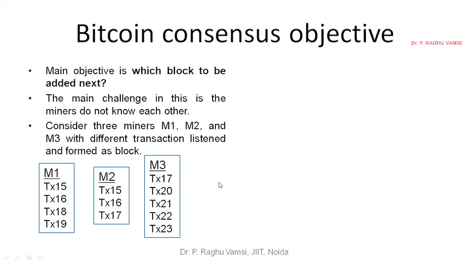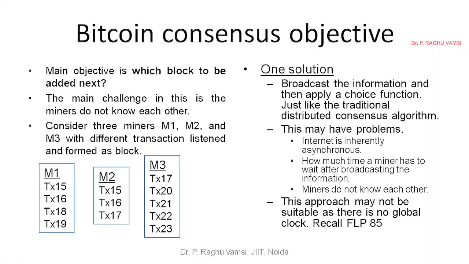So now which block's solution should be added? One solution is to broadcast the information and then apply a choice function, like a traditional distributed consensus algorithm. Like in the Byzantine consensus, you might have seen there are 4 military army generals. They go for a choice function, whether to attack or retreat. Like that, you apply a choice function with a traditional consensus algorithm. That is one solution, and it's also a fine solution.